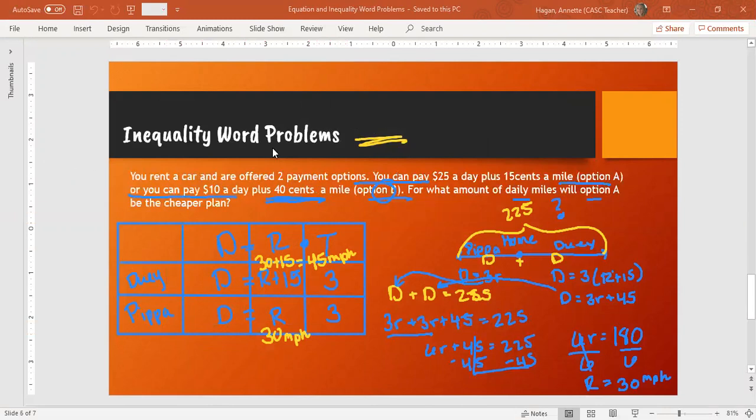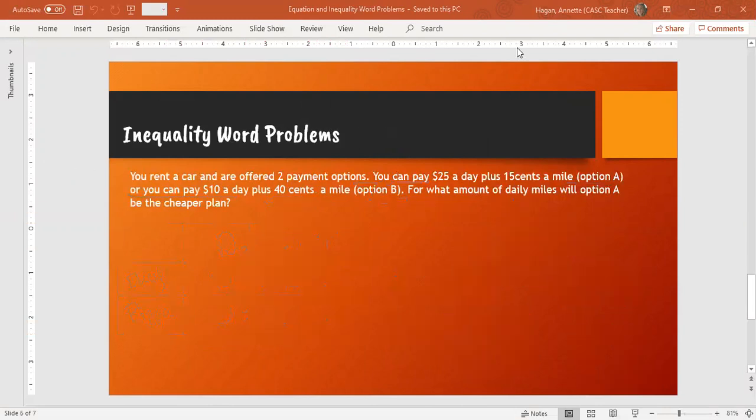All right, I want to do 2 quick inequality word problems. The first one is you rent a car and are offered 2 payment options. And let me just start by saying this is a very real problem.